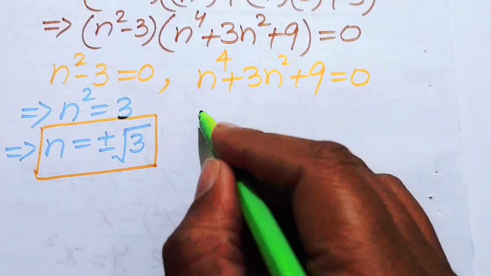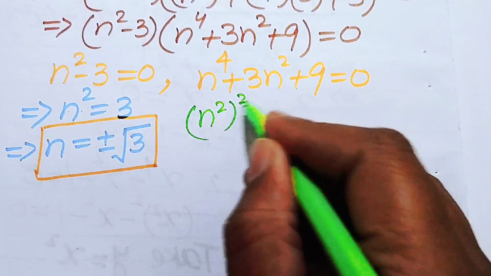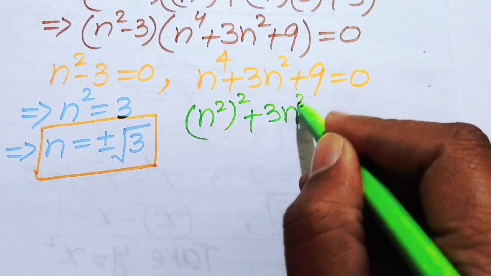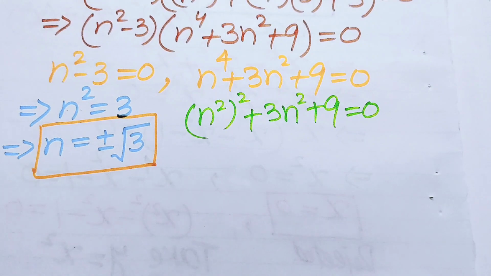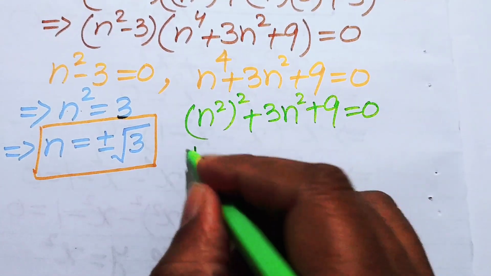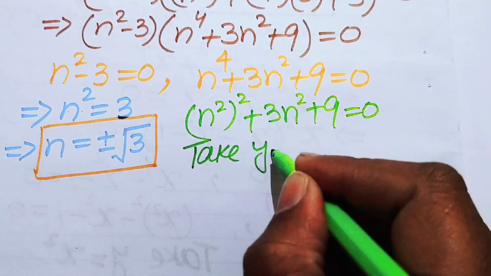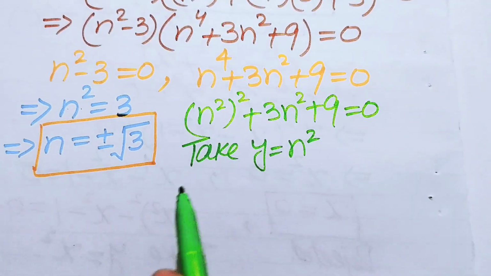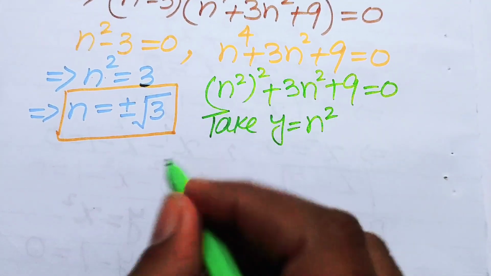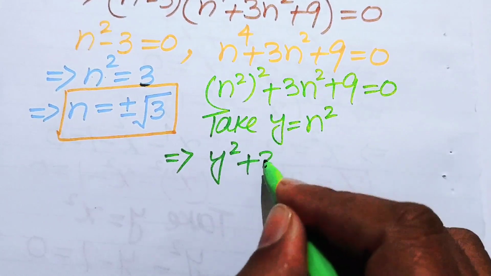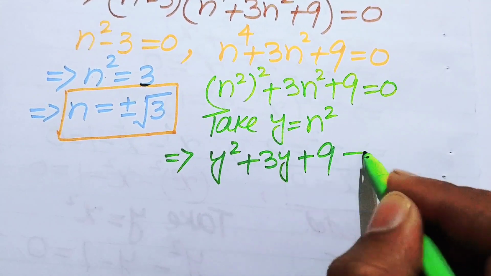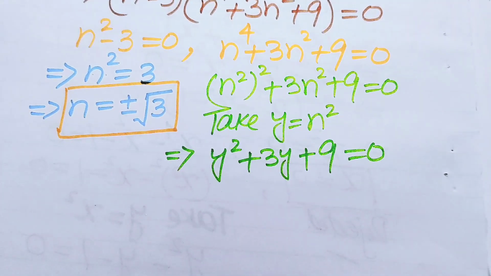So now first we rewrite this equation as n square and its whole square plus 3 times n square plus 9 equals 0. And now we convert this equation into the quadratic form, so we will take y equals n square. So when we take y equals n square, then the above equation becomes in quadratic form, and it is y square plus 3 times y plus 9 equals 0.